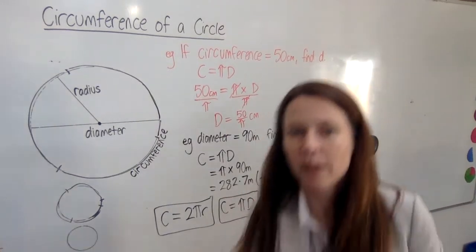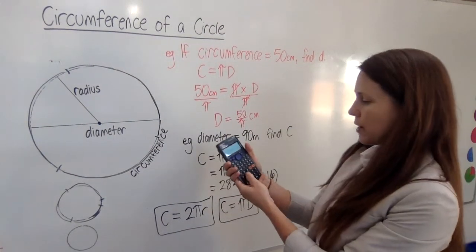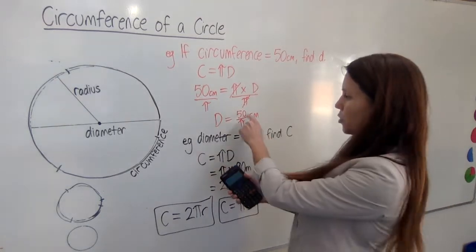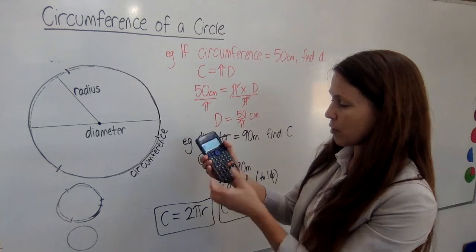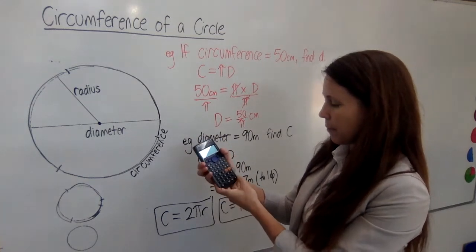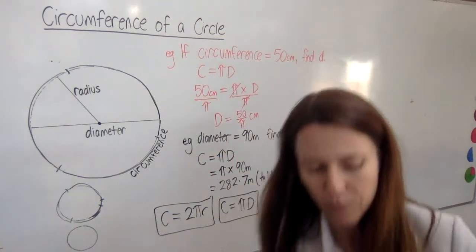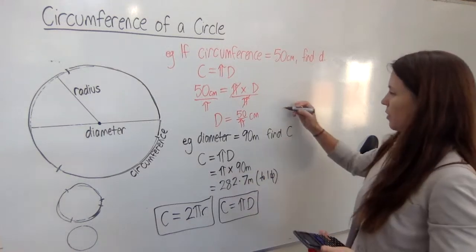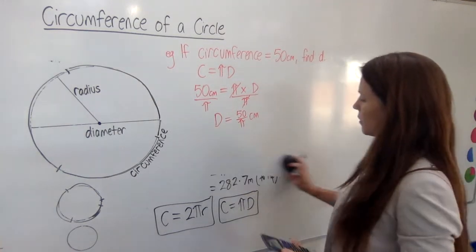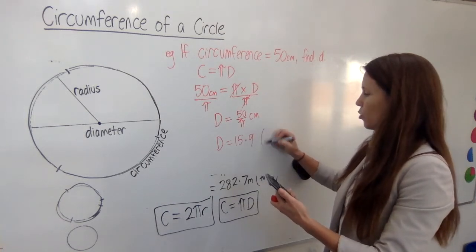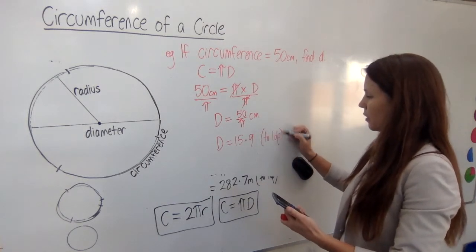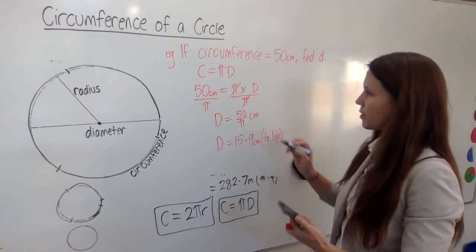Now, how do we put that into our calculator? A couple of different ways. You can hit 50 and then divide by, because that line means divide by pi. Or you can do it as a fraction, 50 over pi. And the answer comes out at 15.915. Run out of space here. D equals 15.9 to one decimal place. And we need to put our units in there, centimetres.